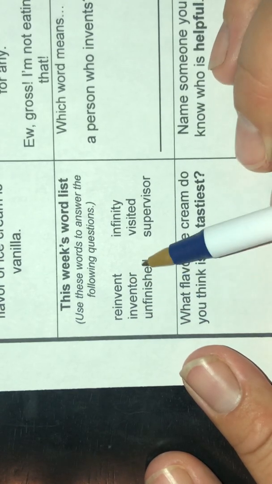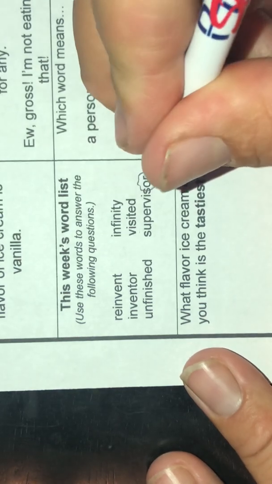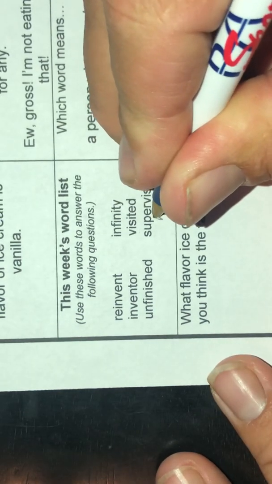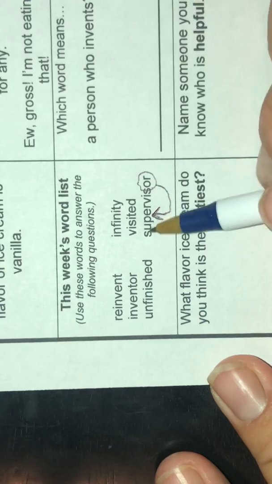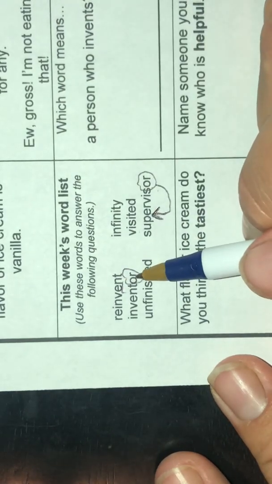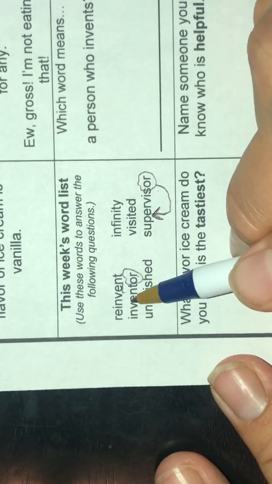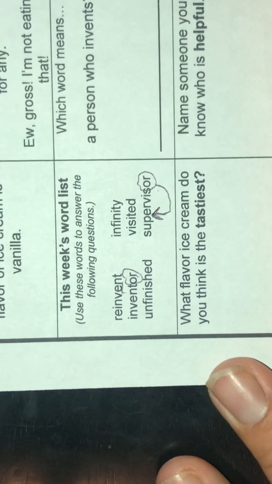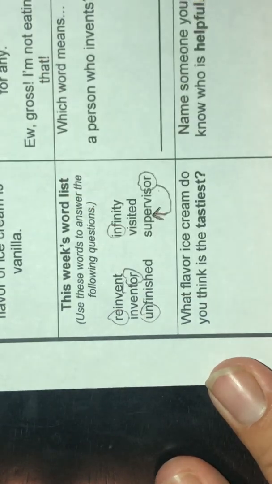This week's word list: reinvent, inventor, unfinished, infinity, visited, supervisor. A couple things we've learned here: when there's an OR at the end, it becomes a person or thing that does whatever the root word is. So supervisor is someone who supervises. An inventor, you can see there's an OR at the end, is someone who invents. Re means to do it again. Un means not.